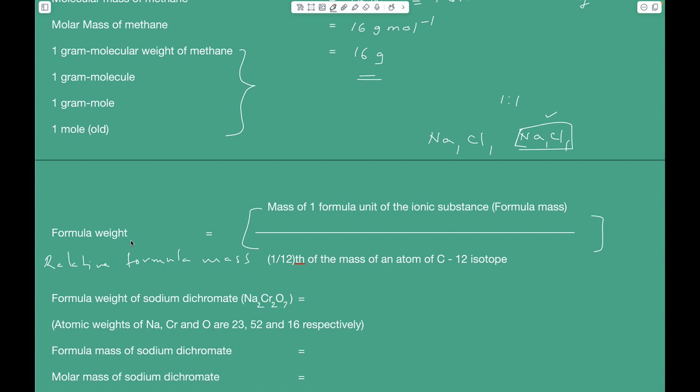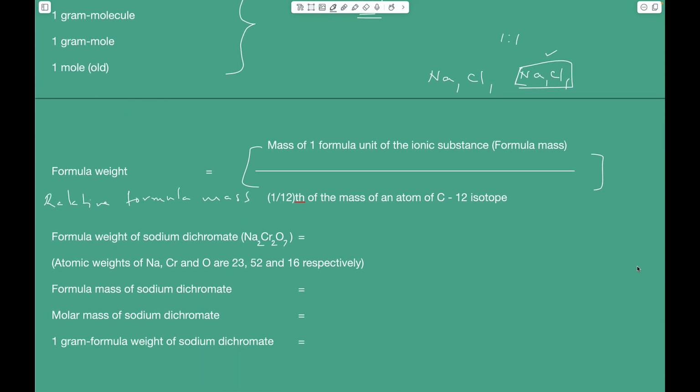Again, formula weight or relative formula mass is a dimensionless number. It tells the number of times one formula unit of that ionic compound is heavier than the standard that we chose. Now let us take the example of sodium dichromate and find out its formula weight. We are given the atomic weights of sodium, chromium and oxygen. These are their approximate atomic weights.